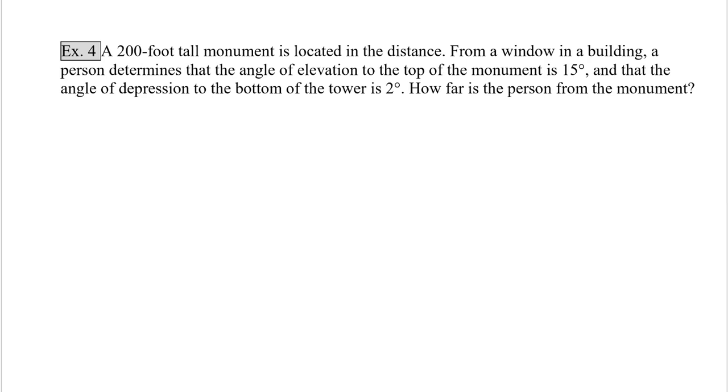So example 4, a 200-foot tall monument is located in the distance. From a window in a building, a person determines that the angle of elevation to the top of the monument is 15 degrees and that the angle of depression to the bottom of the tower is 2 degrees. How far is the person from the monument? So let's define our variable. So we'll let x equal the distance from the monument.